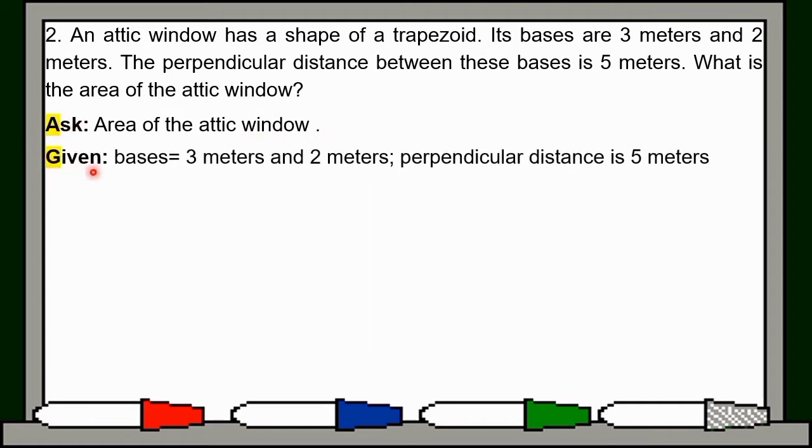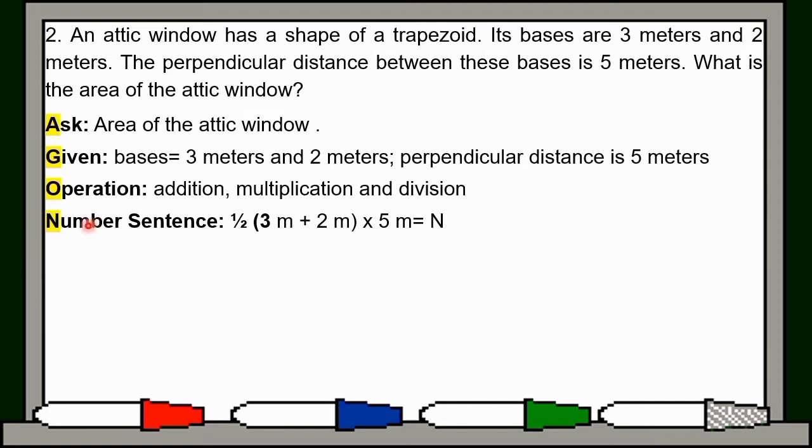G means given. What are the given? Bases of 3 meters and 2 meters, and perpendicular distance of 5 meters. When we say perpendicular, this is a vertical line. So it means this is the height. And letter O, operation. What operation to be used? Yes, it's addition, multiplication, and division.